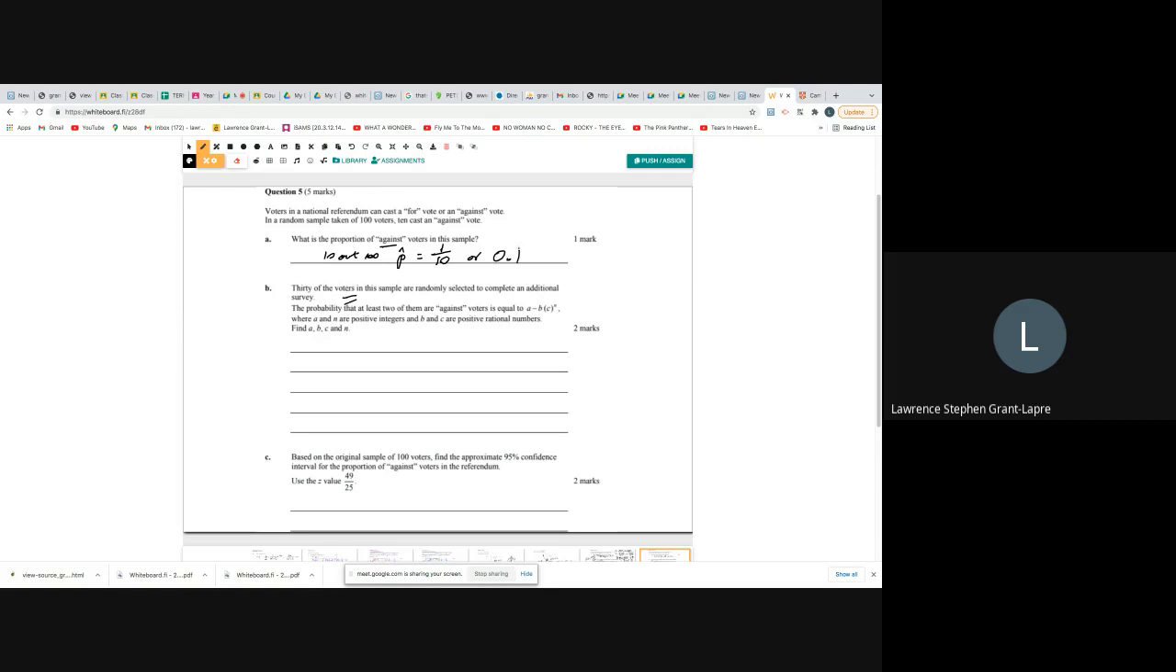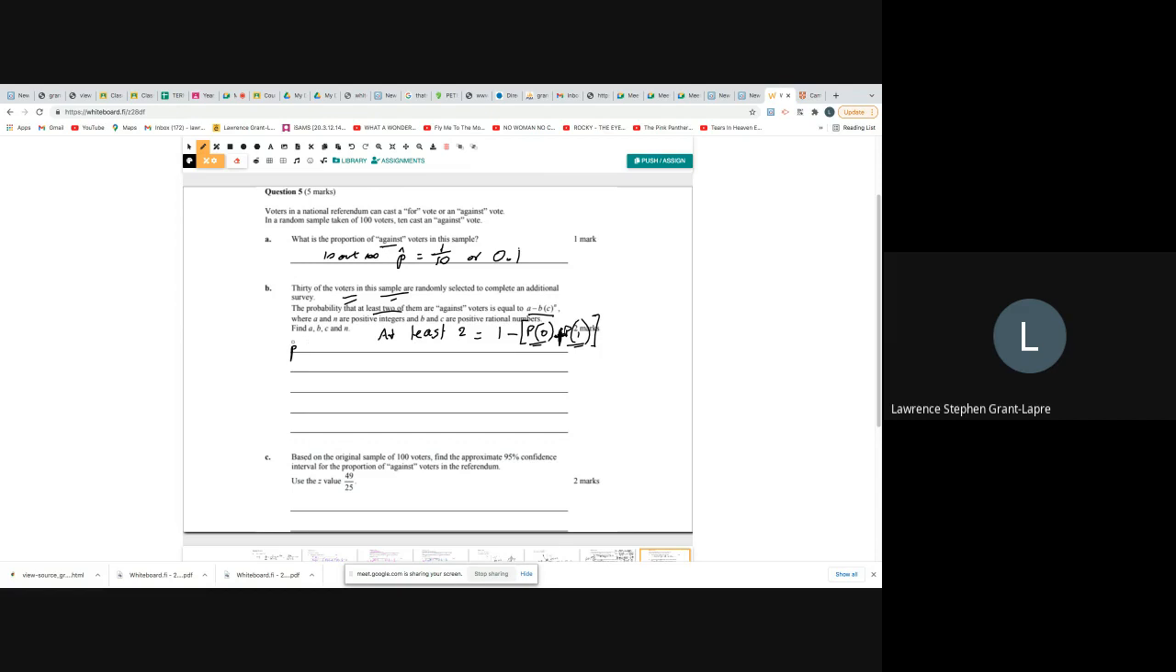30 of the voters in this sample are randomly selected to complete an additional survey. The probability that at least 2 of them are against means 2, 3, 4, right up to 30. Well, it's easier to take away the probability of none and the probability of 1 from that set, and that's the probability of at least 2. So if we work out the probability of none and the probability of 1, add those together, and subtract that from 1, we've got the probability of at least 2.